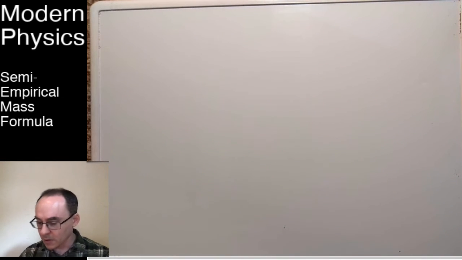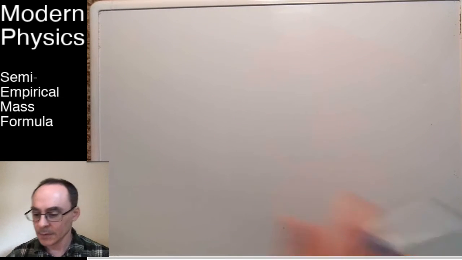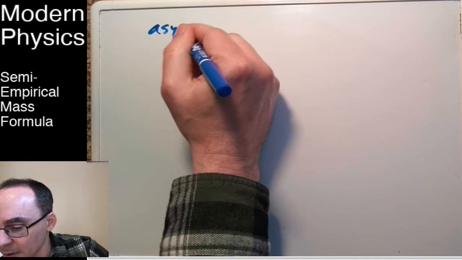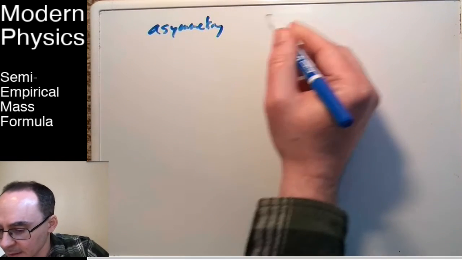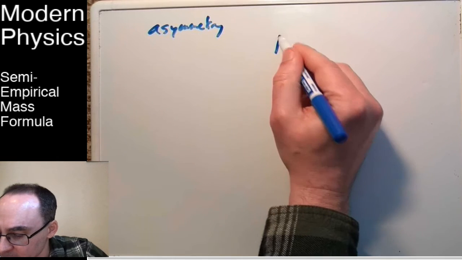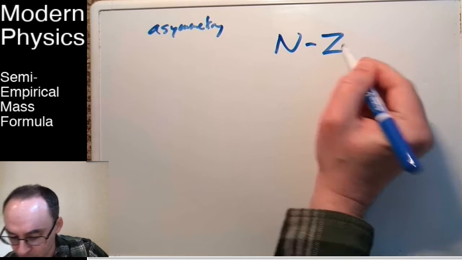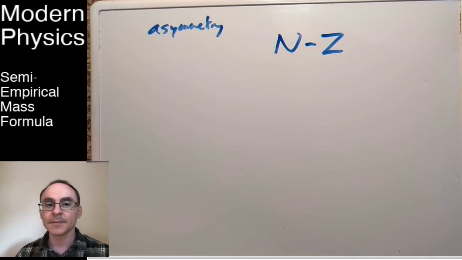But first, there's what's called an asymmetry term. The asymmetry term is basically a term that's proportional to the difference between the number of neutrons and the number of protons.